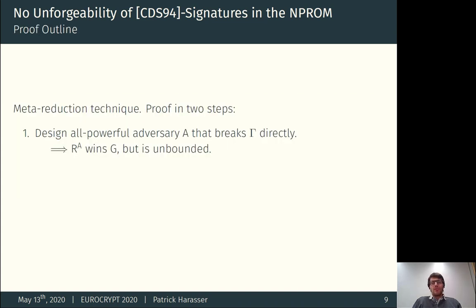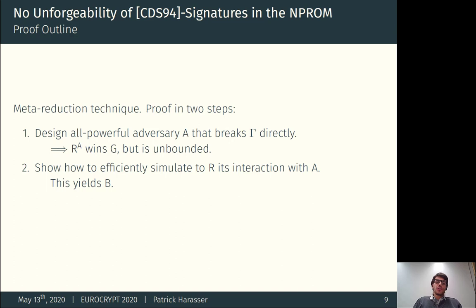And let me give you an idea of how we do this. We use the meta-reduction technique, so our proof proceeds in two steps. On a high level, we first construct a very specific unbounded adversary, which is able to break unforgeability of the signature scheme using its superpolynomial power. And this means that if we let the reduction interact with this adversary, we get an unbounded solver for the game G. And we then move on to show that the interaction between R and A can be simulated efficiently, thereby yielding the efficient solver B for the game G.